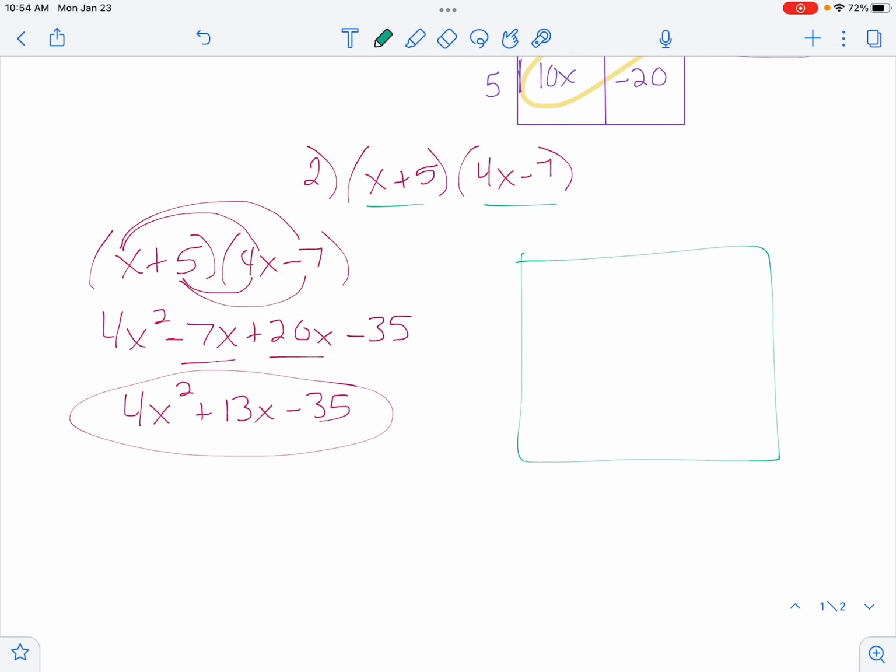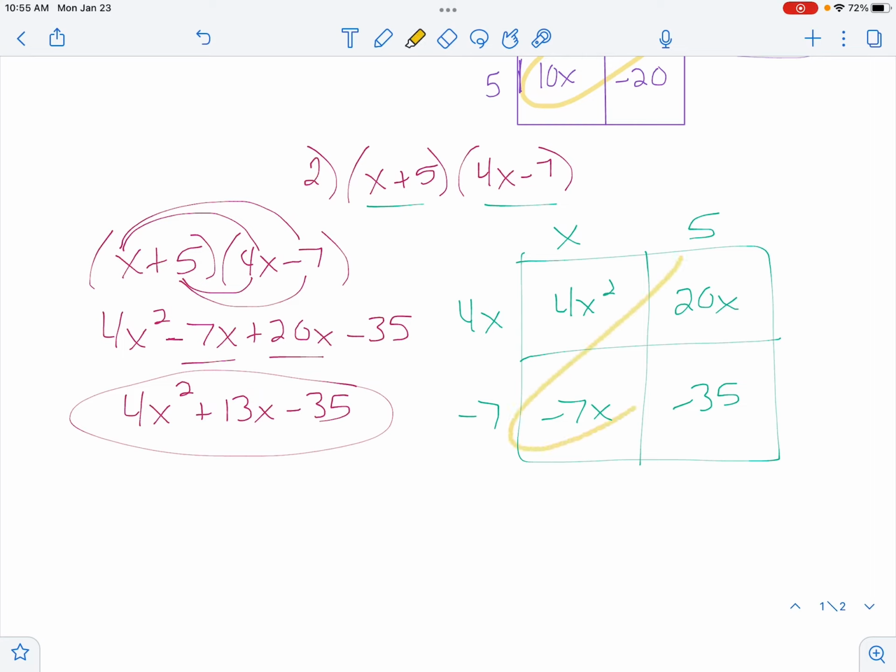So I have 2 by 2. When I draw my box, 2 above, 2 down the side, I'm going to put the first parenthesis on top. It really doesn't matter, but I'm going to put him up there. Second one down the side. Now multiply to get inside the boxes. So 4x times x is 4x squared. 4x times 5 would be 20x. Negative 7 times x is negative 7x. And negative 7 times 5 is negative 35.